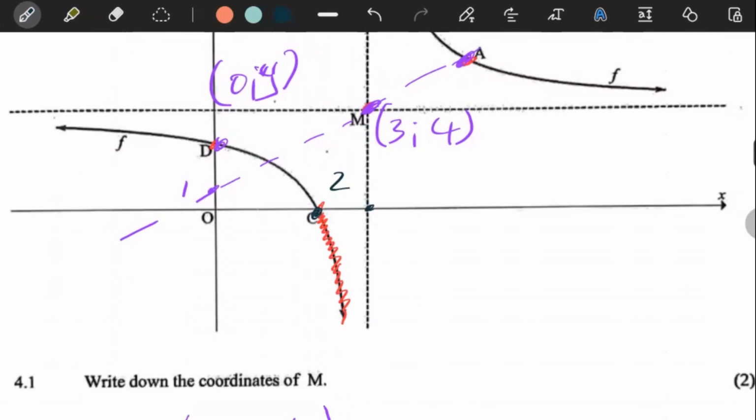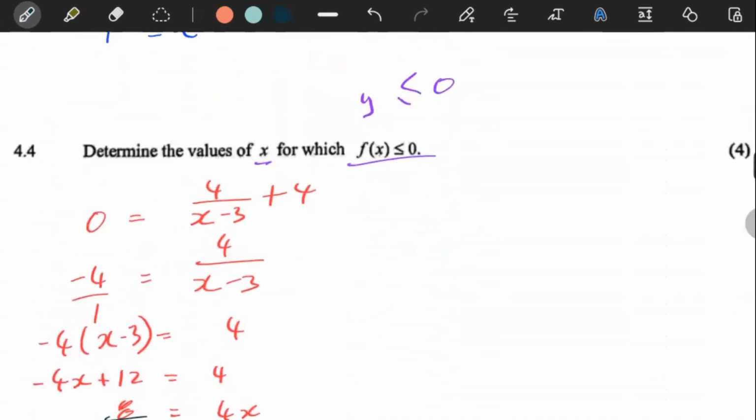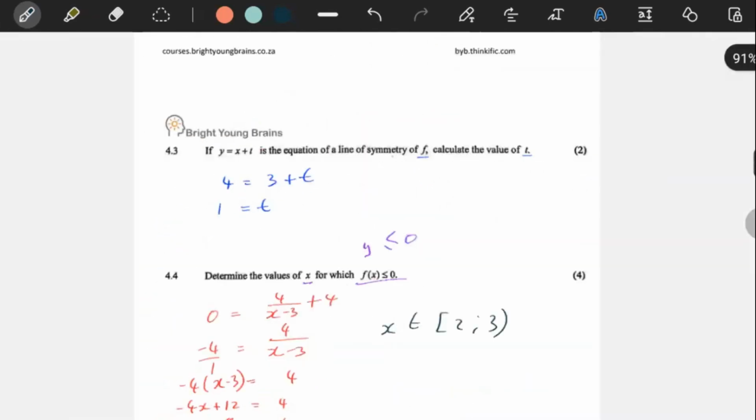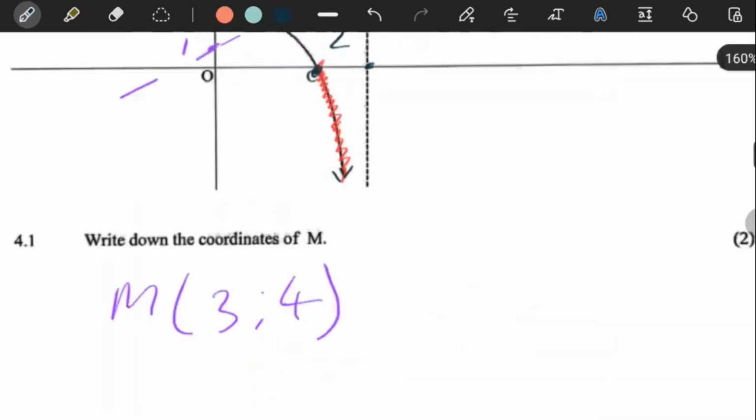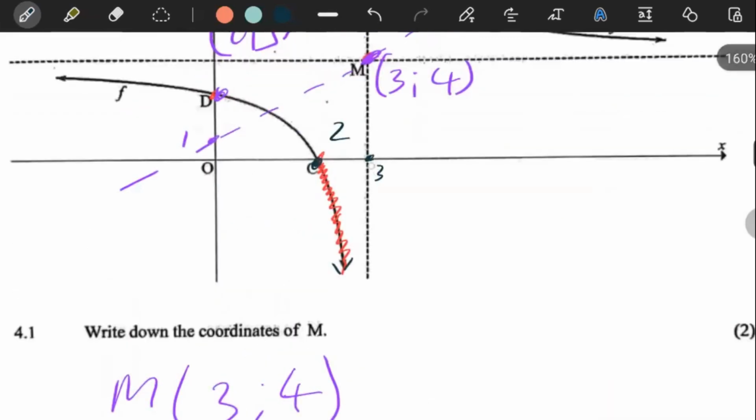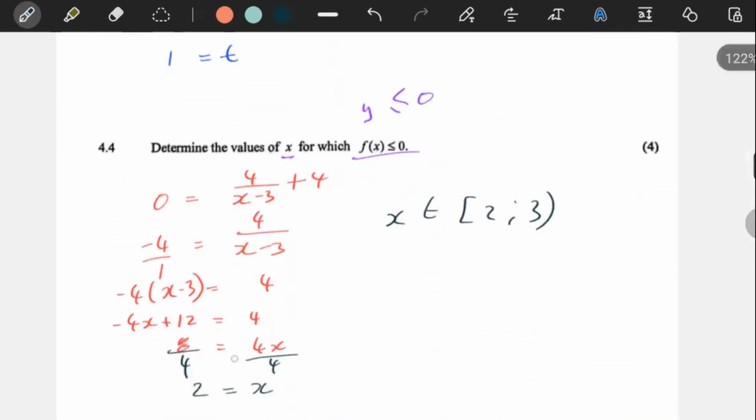That's the section where your graph of f has y values that are below 0. So you're going to say x is an element of 2 up until 3. You're going to include the positive 2 because the graph is equal to 0 at 2. And then you're going to exclude 3, because just before 3, the graph will still be having y values that are below 0. So for 4 marks, I guess that's fair. 2 marks for calculation, 2 marks for this. Not bad.